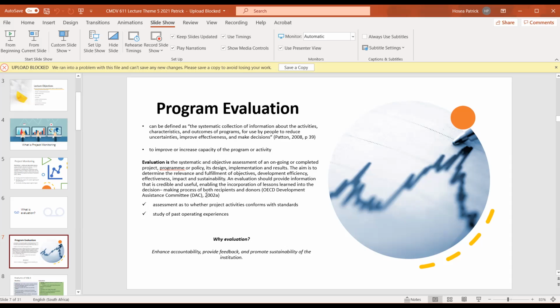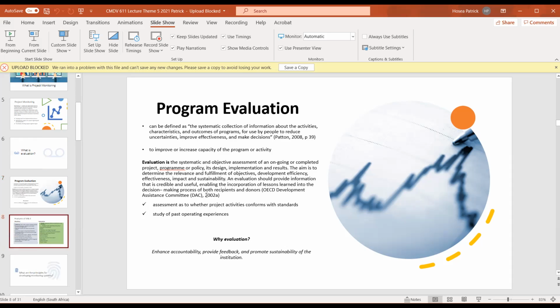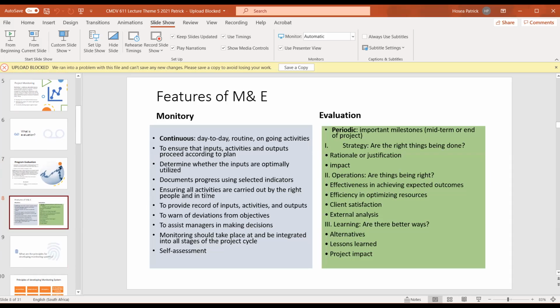And then we'll talk about performance over value, right? Monitoring is on performance of the project, while evaluation is on the value of the project in itself. So that's the summary of the video itself.